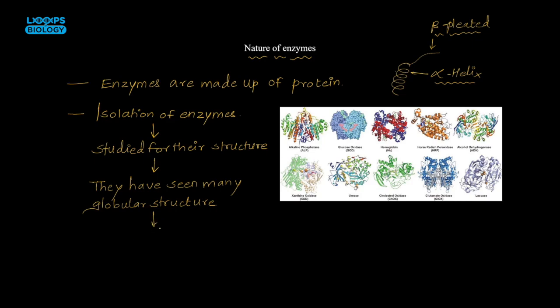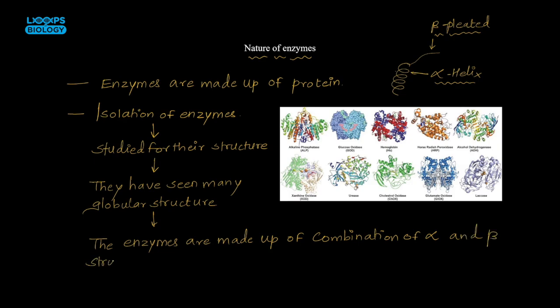So in detail, they have seen that enzymes are made up of a combination of alpha and beta structures of proteins, and after that it has been clearly shown by the scientists and proved that all enzymes are nothing but proteins, but all proteins are not enzymes. So the nature of enzyme is nothing but protein in nature.